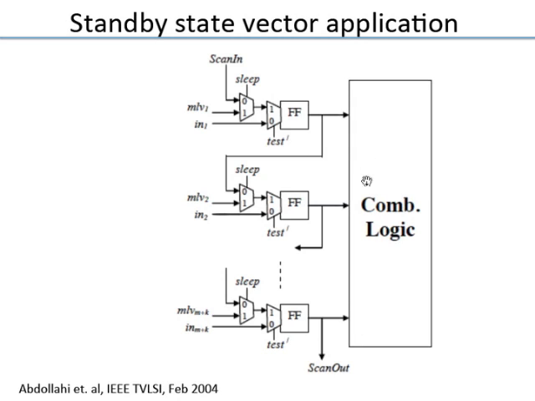Say here I had AND gates. We know that giving the inputs of the AND gates 0, 0 is better than giving them some other bit pattern, right? So if you can intelligently figure out the correct bit pattern and feed it to your combinational logic, you can actually reduce the leakage in that standby state. That is basically the idea of standby state vector application.